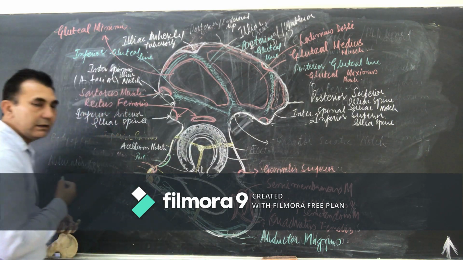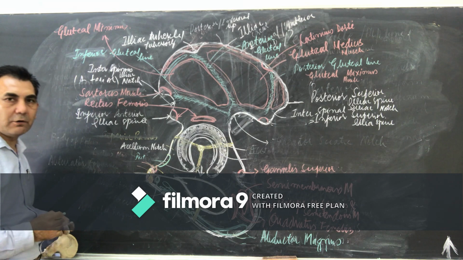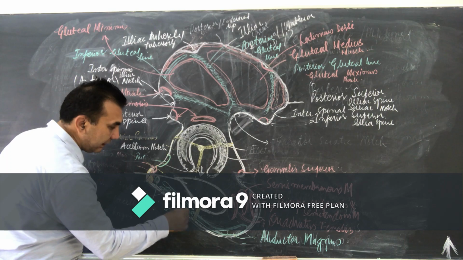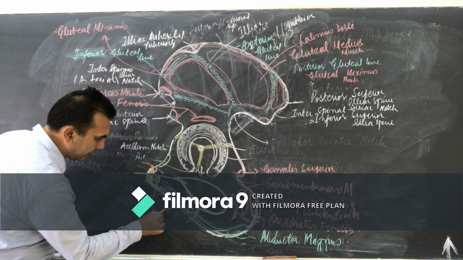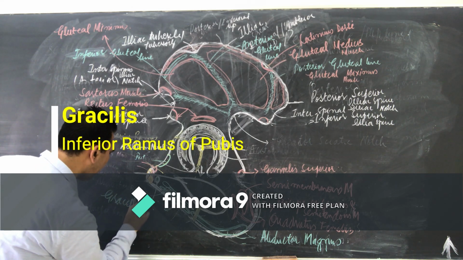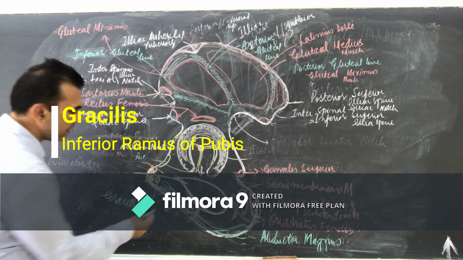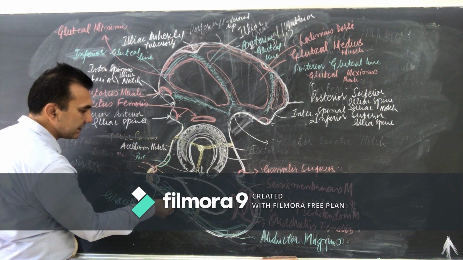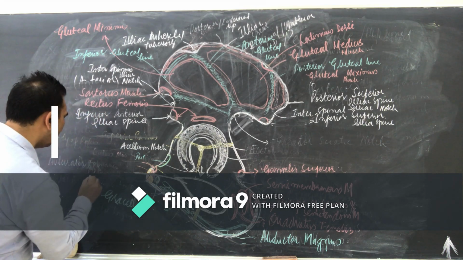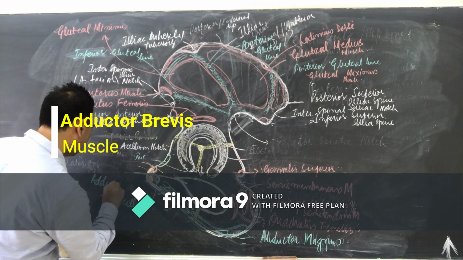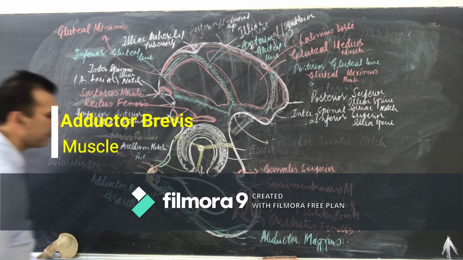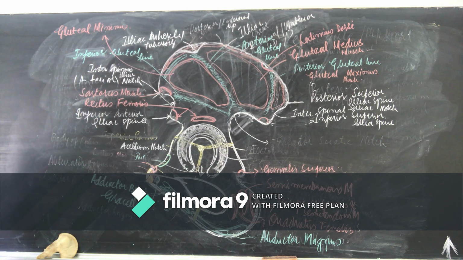When we come to the anterior side, the inferior border of the pubis and the inferior border of the inferior ramus of the pubis is for the attachment of the gracilis muscle. And just above the gracilis area, at the middle of the inferior ramus, this area is for the attachment of the adductor brevis muscle.